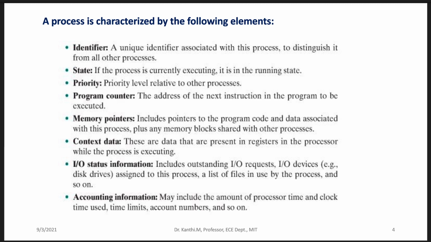And you have state information, that is, as I said, whether it is executing or blocking or any other. Then the priority level, program counter, memory pointers to the program code and the data associated with the process, and context data. They are present in registers in the processor while the process is executing. So certain information, return address, etc. So IO information and accounting information. Okay. So this I already explained.